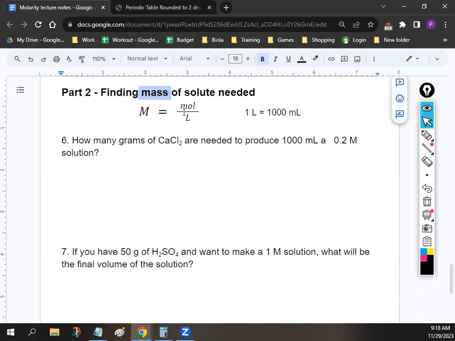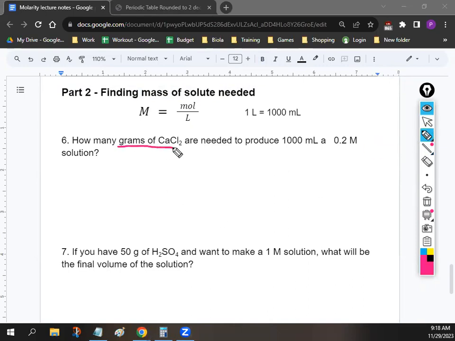All right, so let's try number 6 together. The problems on your Canvas quiz are going to be very similar to number 6. So again, if you have any questions, please let me know. But let's jump into it. The problem is asking how many grams of CaCl2, so the chemical that we're working with is CaCl2, are needed to produce 1,000 mils of a 0.2 molarity solution. And I forgot a word. Sorry about that.